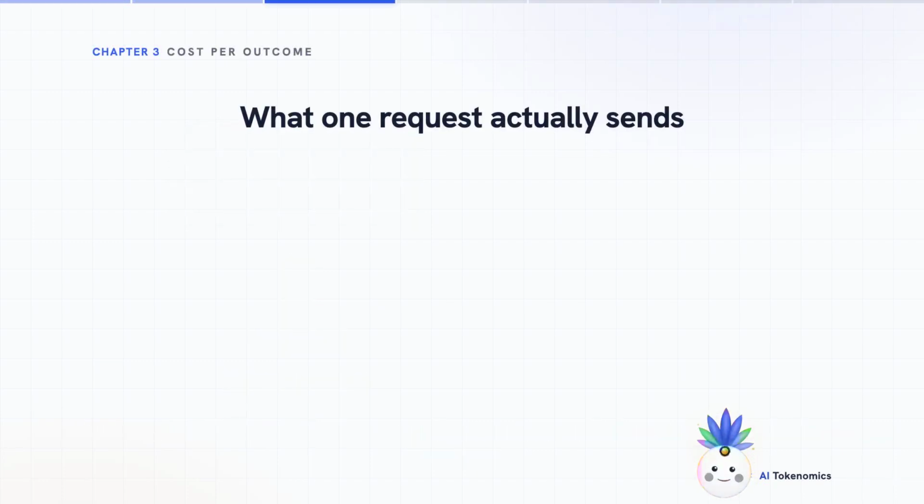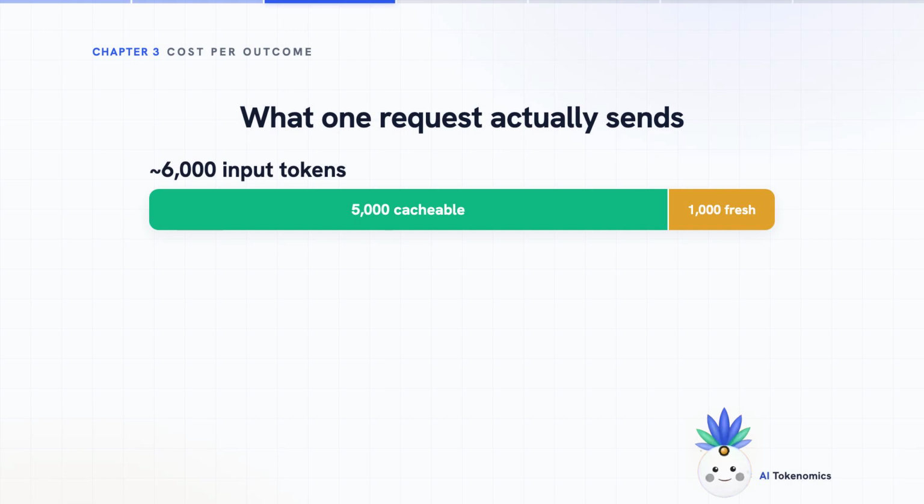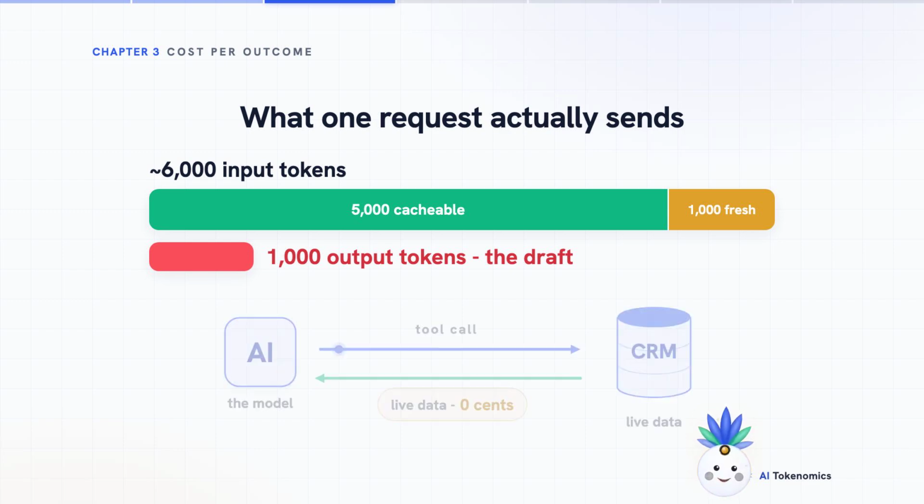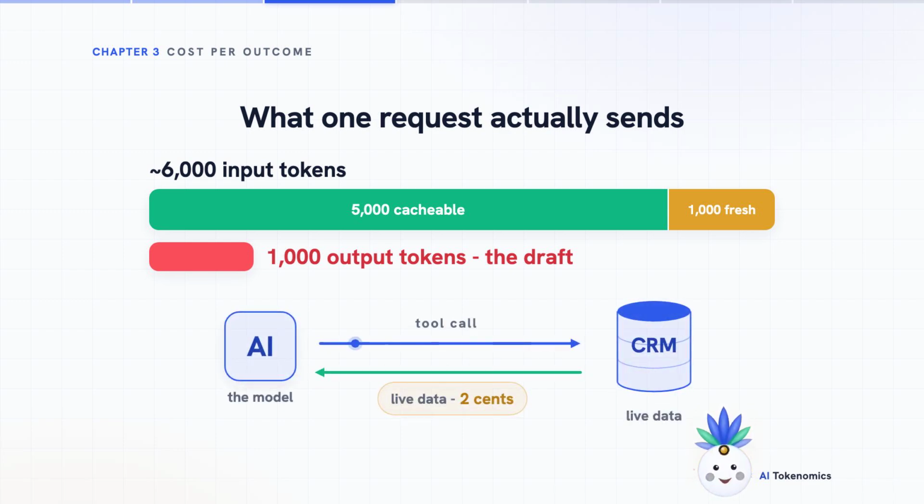So one request sends in about 6,000 input tokens. The system prompt, the sales playbook, the product catalog, the lead's record. The nice part? Most of that is identical every time. So 5,000 tokens are cacheable and only 1,000 are fresh. The model writes back about 1,000 output tokens. That's your draft. And it makes one tool call to pull live CRM data, priced at 2 cents.